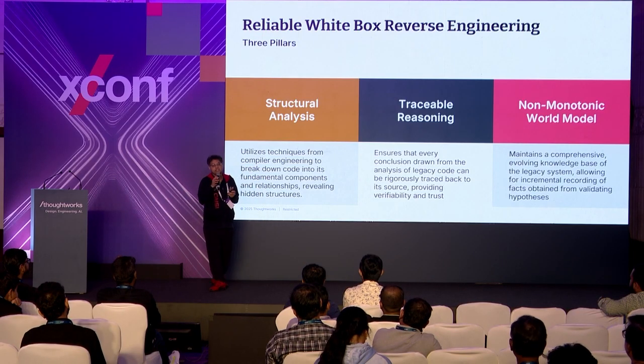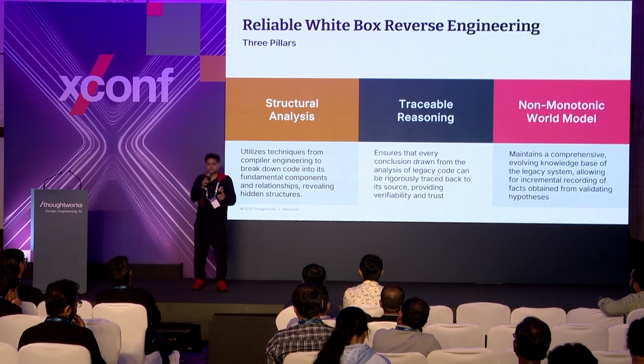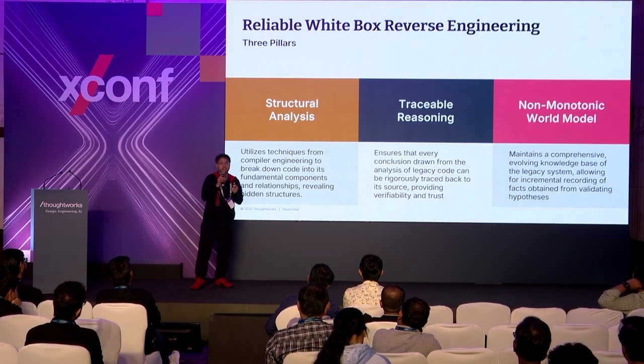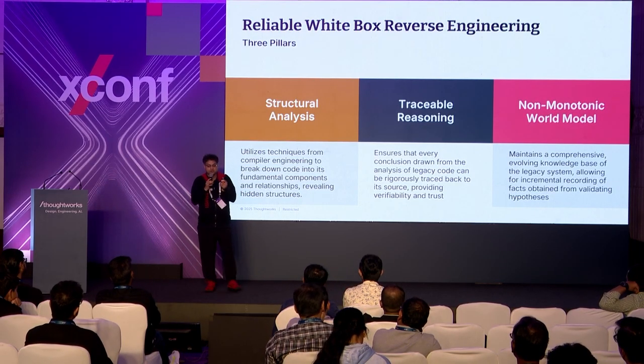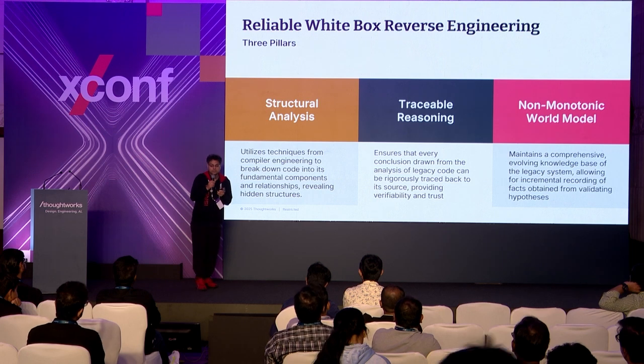The second thing, as I already talked about, is traceable reasoning, which is that every conclusion drawn from the analysis of legacy code can be rigorously traced back to the actual source to ensure verifiability and trust. And finally, a world model.